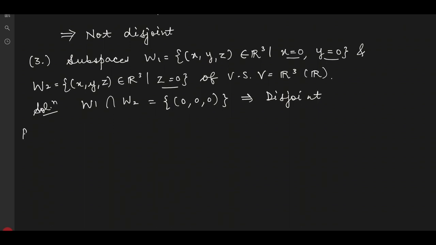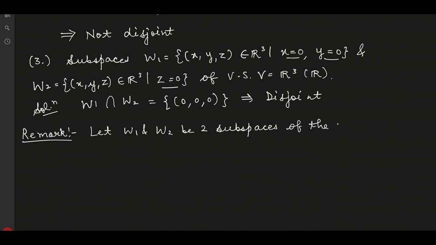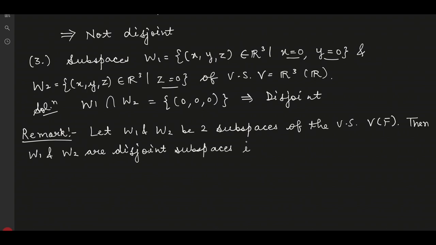So a small remark. Let W1 and W2 be two subspaces of the vector space V over F, then W1 and W2 are disjoint subspaces if and only if dimension of W1 intersection W2 is 0.